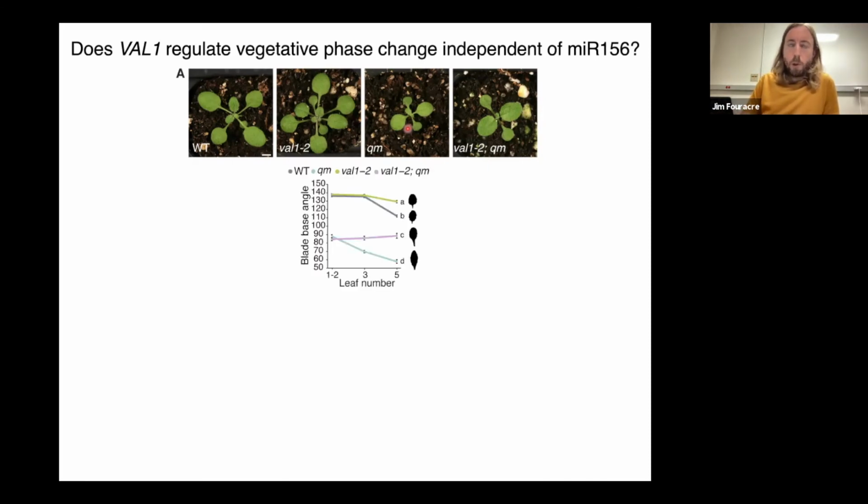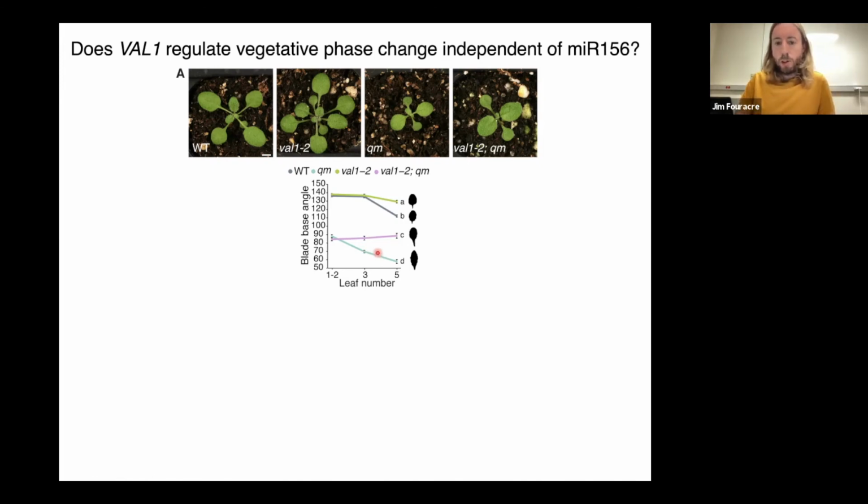But when you look at the developmental time series of leaf development, we see that actually there is an independent role for VAL, a 156-independent role for VAL activity. So in this case, I'm looking at the angle of the blade base. More adult leaves of wild type plants have a smaller blade base angle because they get narrower. The VAL1 mutation by itself elevates this. It's got a nice flatter base angle. The quadruple mutant, in cyan, teal, whatever color this is, has a much narrower blade angle. But when you introduce the VAL1 mutation, you do see an effect even when there isn't any 156 activity.